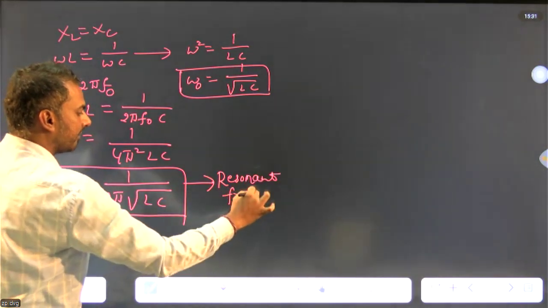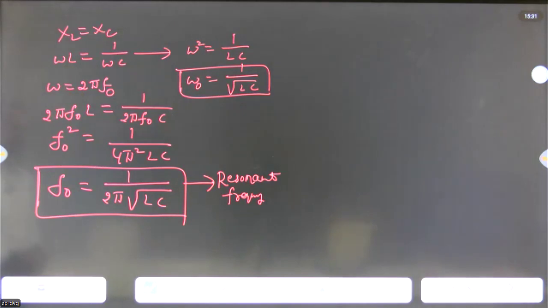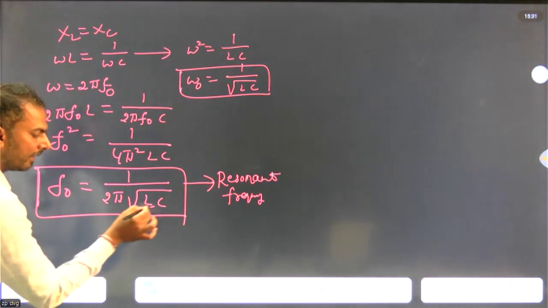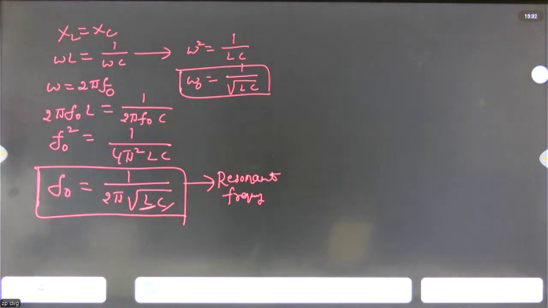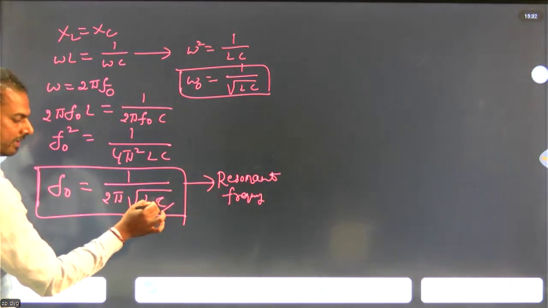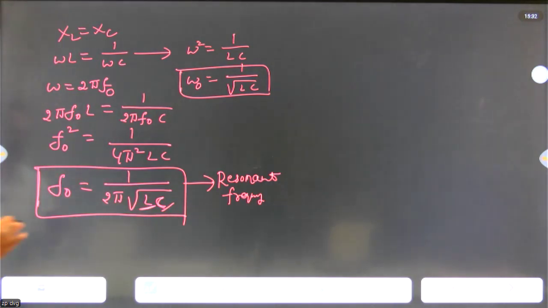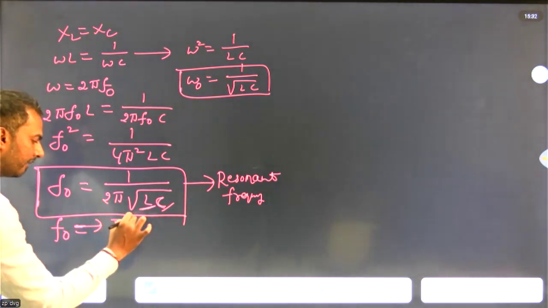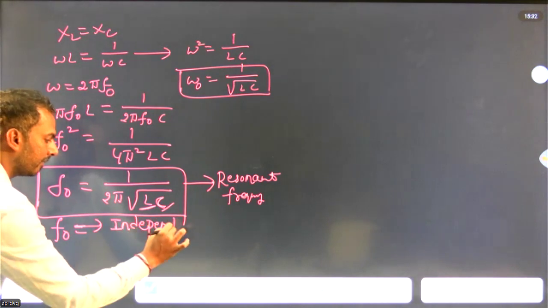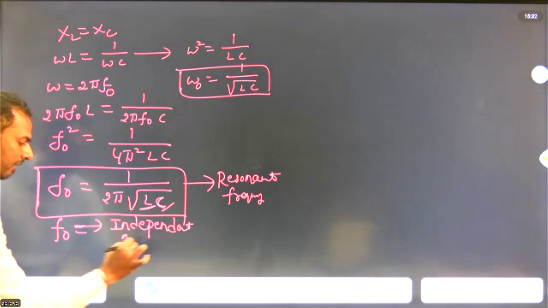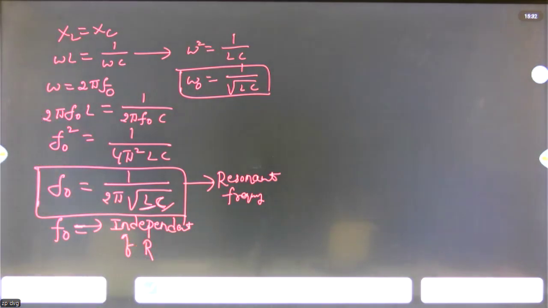Resonant frequency F naught depends upon L and C, the inductance of the inductor and capacitance of the capacitor. F naught is independent of the resistance of the circuit or resistance of the resistor. F naught is independent of R. F naught is equal to 1 by 2 pi into root of LC, the resonant frequency.